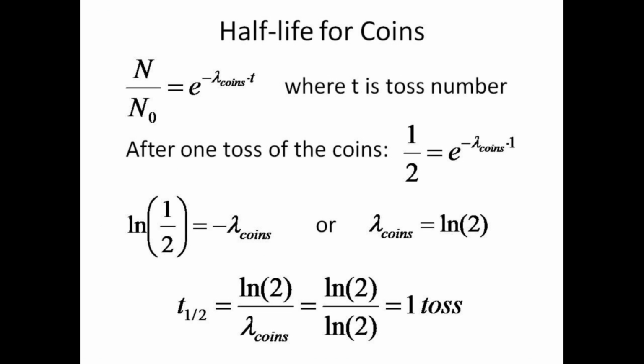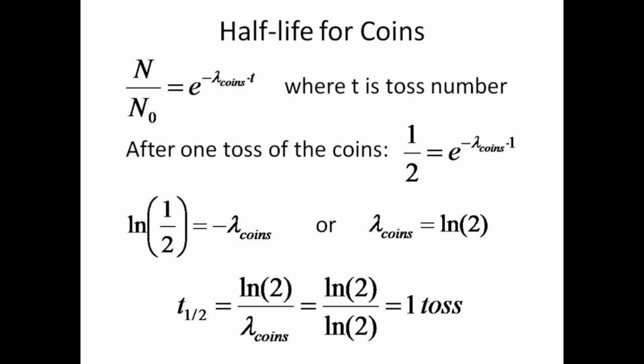For flipping coins, the probability of any single coin coming up heads is 1/2. Thus 1/2 equals e to the minus lambda times one single toss. Taking the log of both sides gives the decay constant for the coins equal to the log of 2. The half-life is thus log 2 over log 2, or 1 toss. 1 toss is enough to remove approximately 1/2 of the coins in the sample.